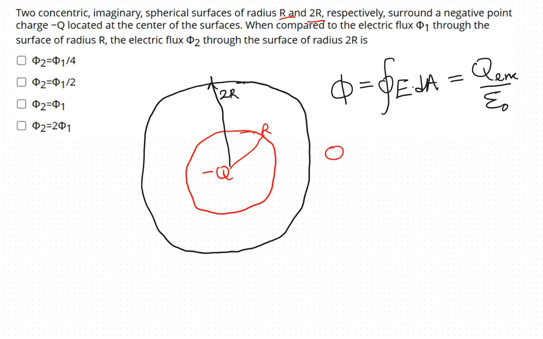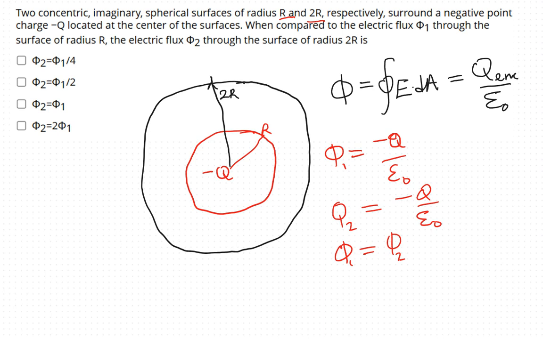So we have that phi 1, which is the flux 1, is equal to Q. Q is a negative charge, so that is minus Q divided by epsilon naught. The second one, phi 2, is equal to minus Q divided by epsilon naught. So in this case, we can say that flux 1 is equal to flux 2 because they are the same.